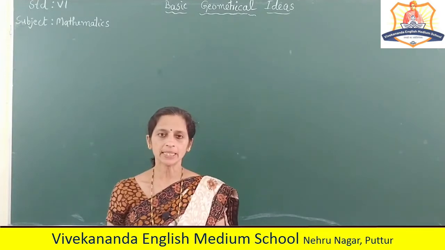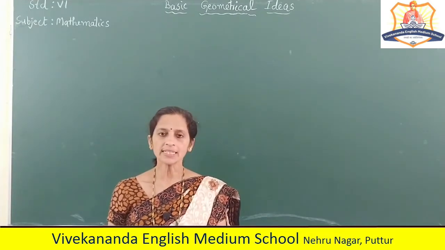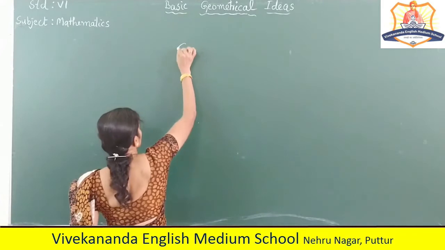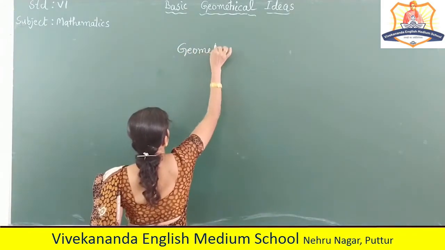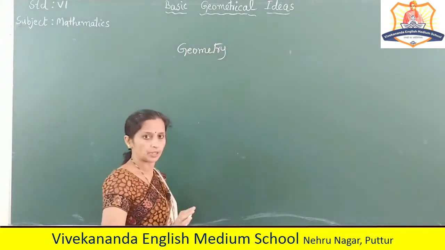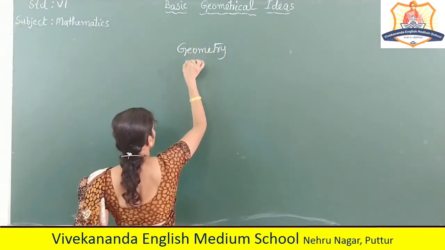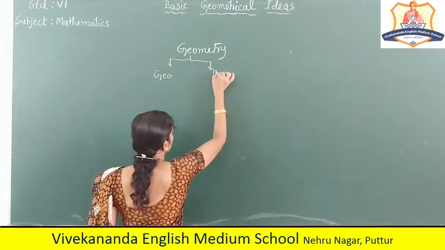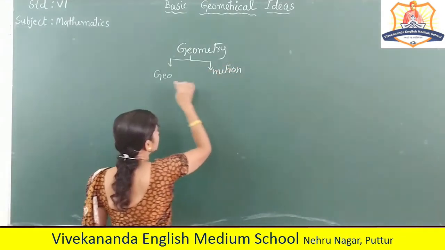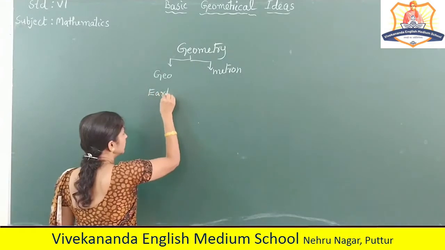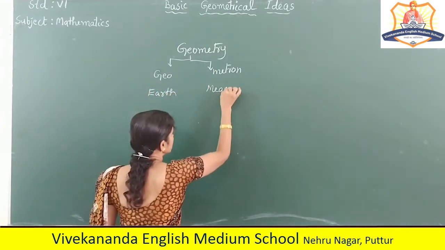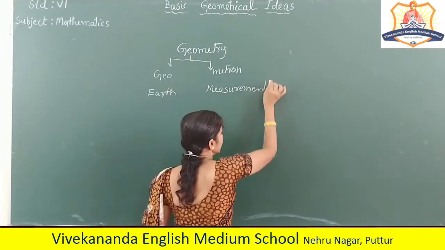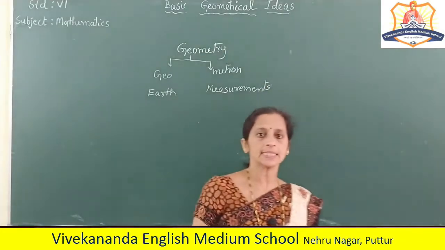Today we study some basic geometrical ideas. What is geometry? Geometry is the branch of mathematics. The word geometry has come from the Greek word, which we can divide into geo and metron. Geo means earth and metron means measurement. So geometry means the measurement of things on the earth.